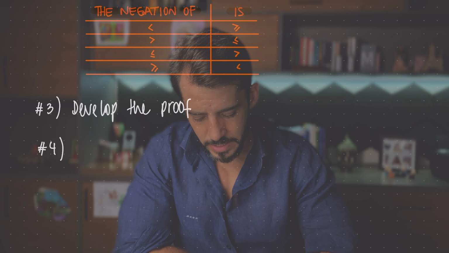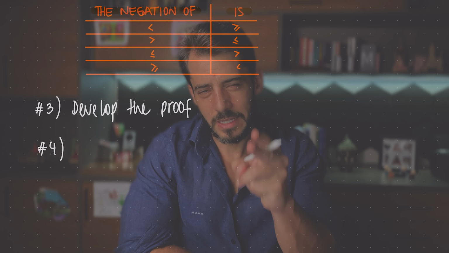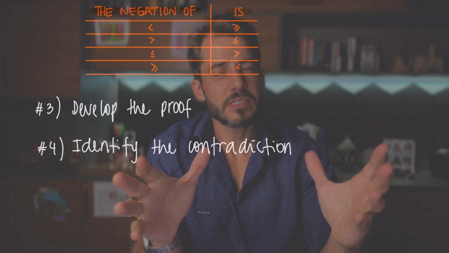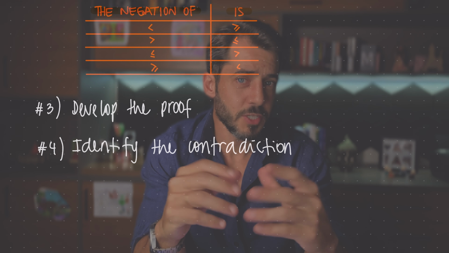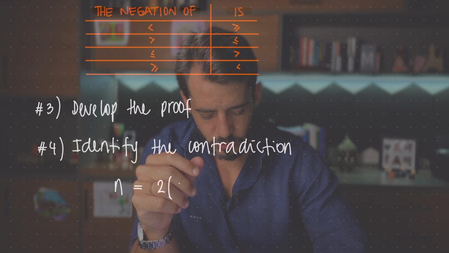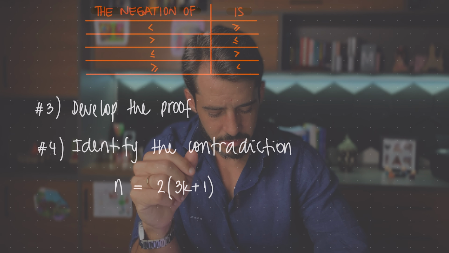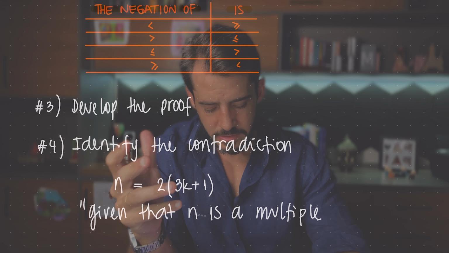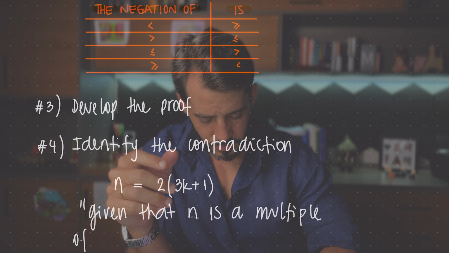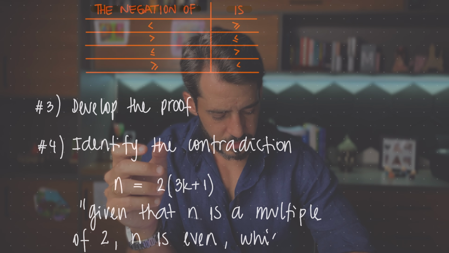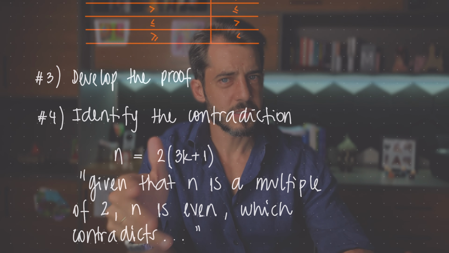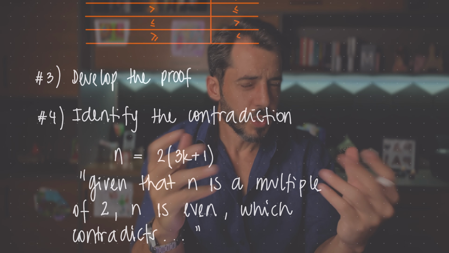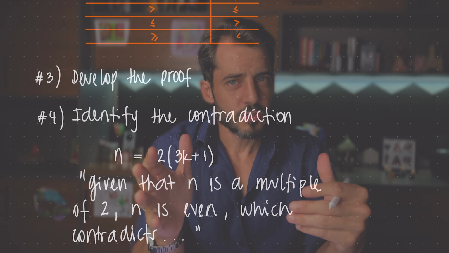Number four, once you get to the contradiction, you're going to identify where the contradiction lies and why that is the case. Let's say, just as an example, that you're trying to prove that a number is odd, and then you arrive at this: n is equal to 2 times 3k plus 1, something like this. And we know that every multiple of 2 is even. Therefore, you would write something like this: given that n is a multiple of 2, n is even, which contradicts the initial assumption that n is an odd number. It will look something like this. For inequalities, it will be a little bit different. We're going to see that through the three examples that we're going to solve in this video.